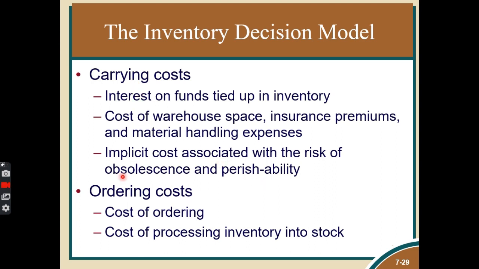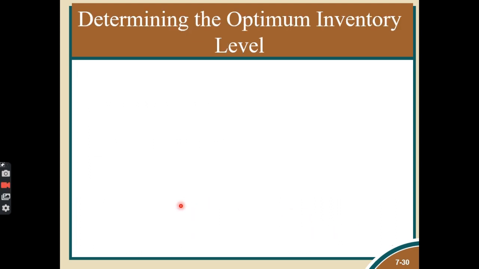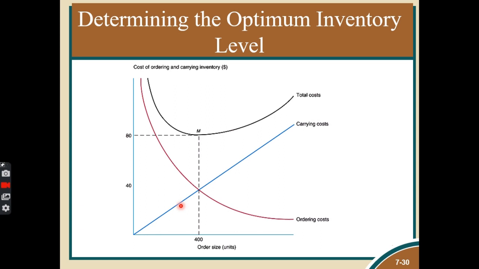So that's carrying cost. On the other hand, ordering cost comes from the cost of ordering itself and the cost of processing inventory into stock. So that's the ordering cost. We now go to the optimum inventory level. The black line is the total cost, the red line is the ordering cost, and the blue line is the carrying cost.